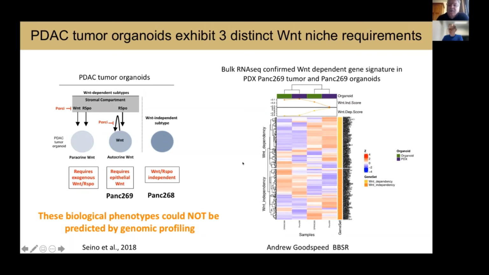And so when we actually looked at this PANC269, you could see that it has a Wnt-dependent signature, both in the organoid line and in the PDX tumor as well. So this is an example of how we can help people with their organoid systems.